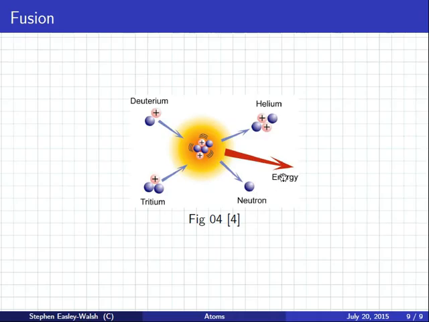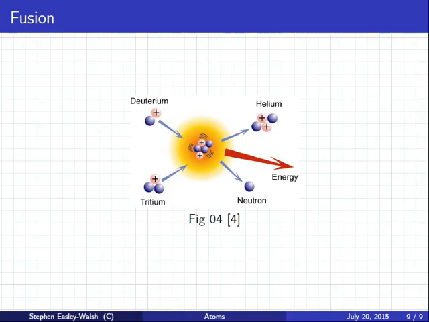So this is a different way to make a nuclear reaction. Rather than breaking uranium into two, you could take two atoms like a hydrogen isotope and a hydrogen isotope and smash them together until they stick to form helium. This helium will also have a free neutron and some energy. This is nuclear fusion, as an example.